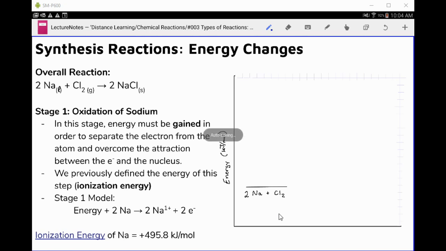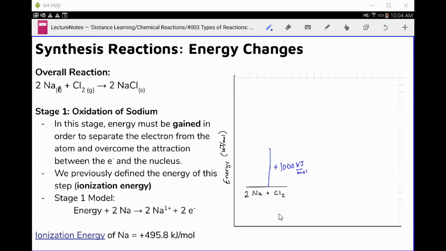So using the link there at the bottom of the slide, I looked up the ionization energy of sodium. It's about 500 kilojoules per mole. Obviously, if we were doing any math, we would use the exact number, but for the sake of our graph right now, I'm just going to make it about 500. So for each sodium atom that has to lose an electron, we're talking 500 kilojoules per mole. And I have 2 sodium atoms that need to do this. So I'm going to need to gain energy of about 1,000 kilojoules per mole, just for that part to happen.